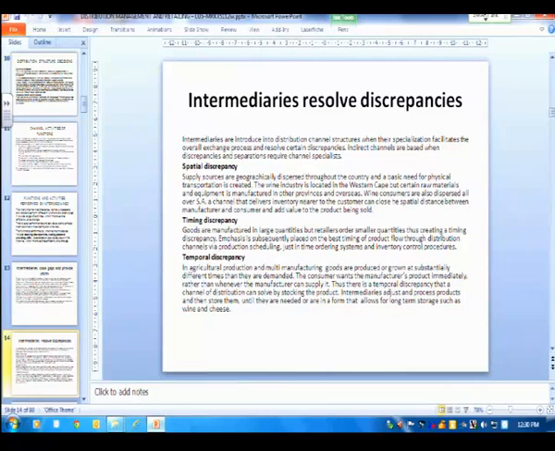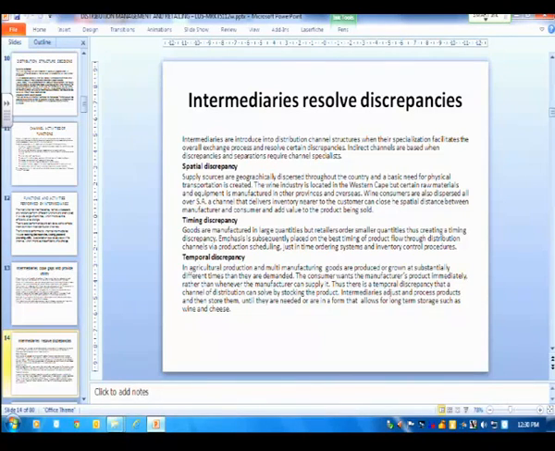Timing discrepancy. Goods are manufactured in large quantities, but retailers order smaller quantities, thus creating a timing discrepancy. Emphasis here is subsequently placed on the best timing of the product flow through distribution channels via production scheduling, just-in-time ordering systems, and inventory control procedures.